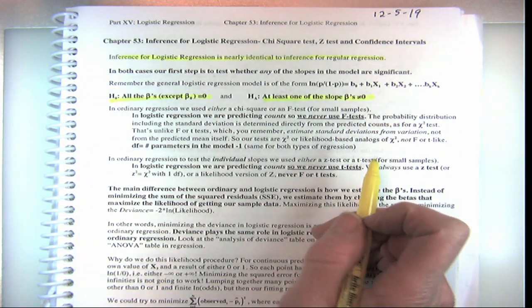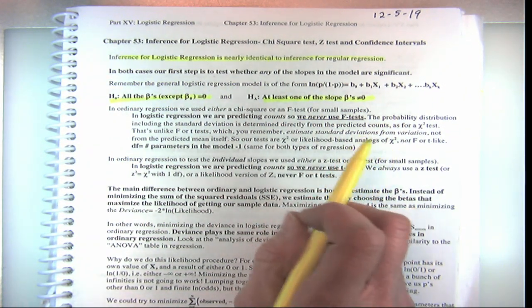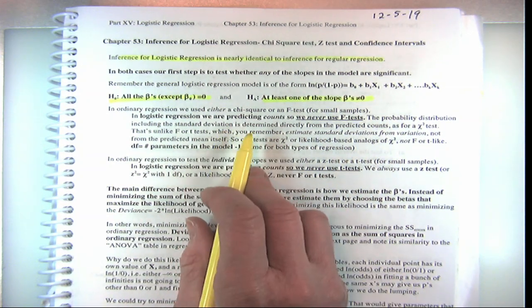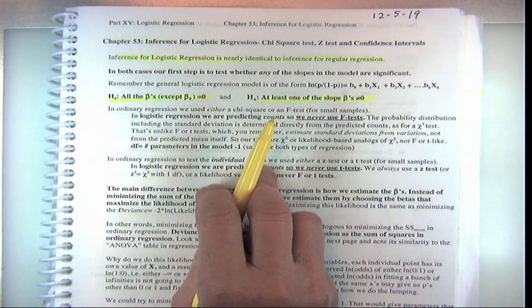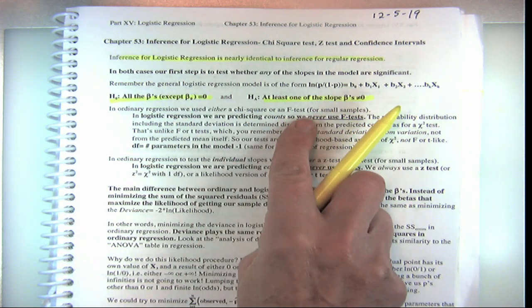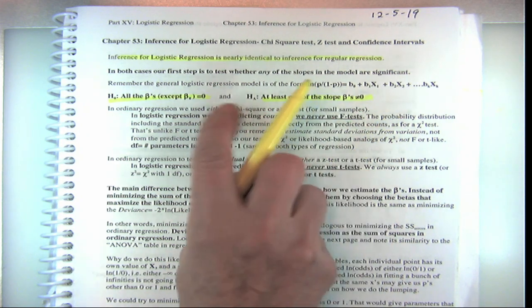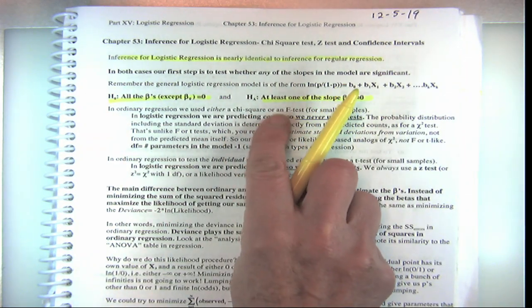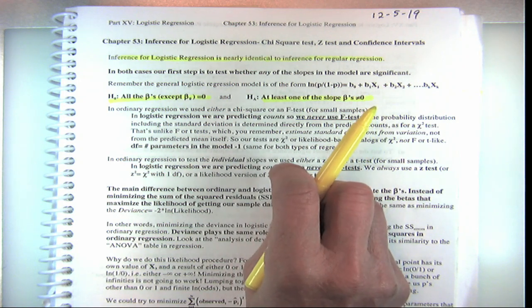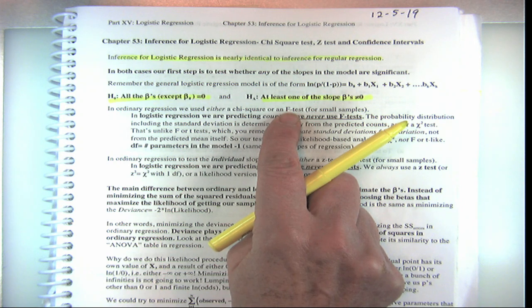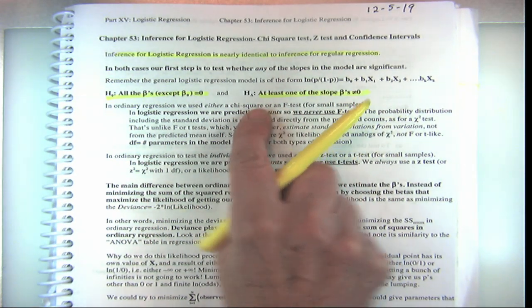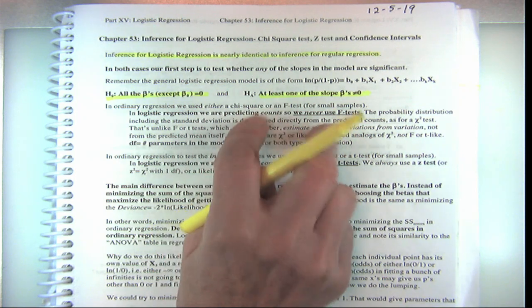And then in ordinary linear least squares regression, we had a quantitative y, right? We were predicting things like exam scores. So what we could use was either a chi-square or an f-test. We have multiple slopes, so we can't use a z or a t. We used an f-test for small samples, and then we said when n got big enough, we could use a chi-square test. We could do either of those.